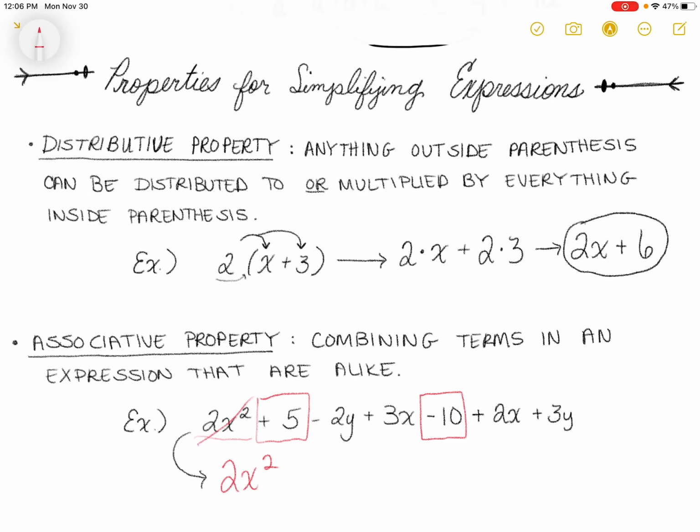What is 5 minus 10? 5 minus 10 is negative 5. I keep that negative symbol in front of my 5 when putting it back in my expression.